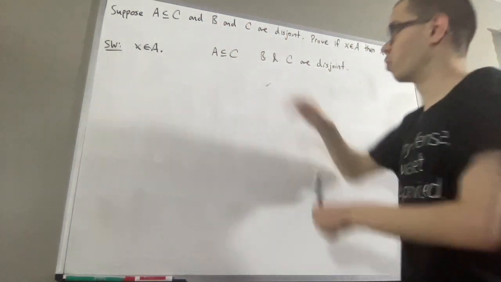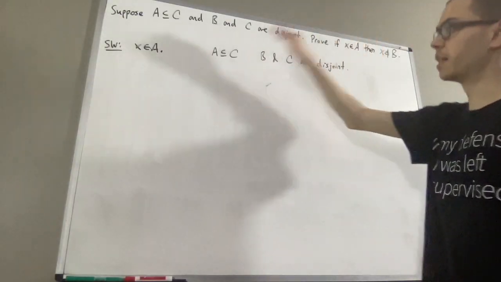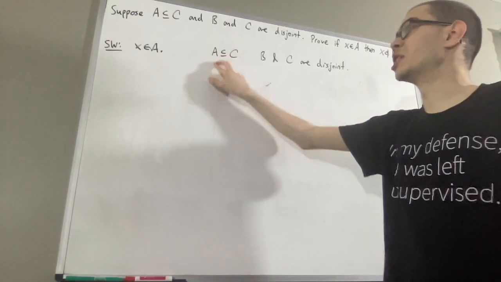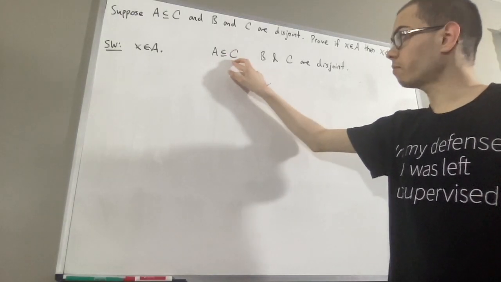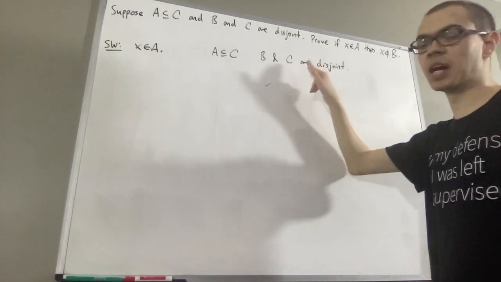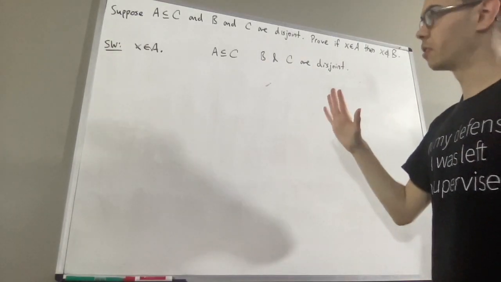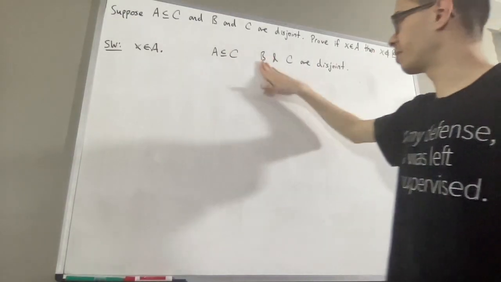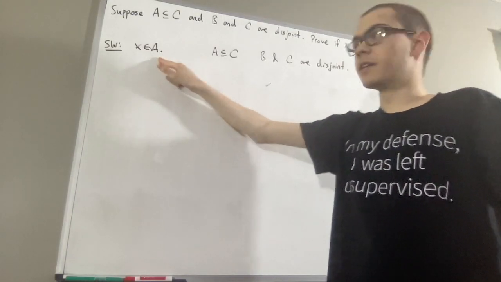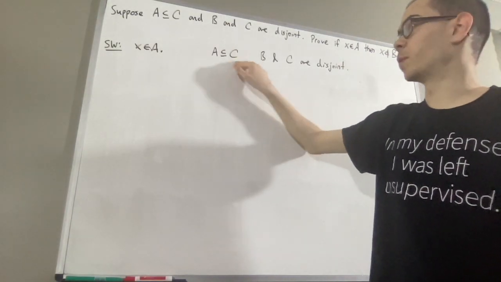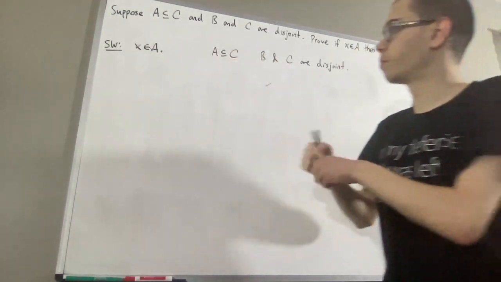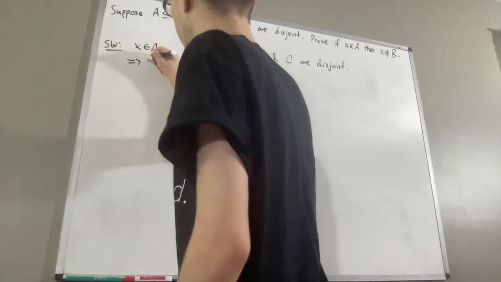Now let's remind ourselves what these two things mean. To say A is a subset of C means that every element of A is also an element of C. To say B and C are disjoint means that B and C have no elements in common. So, let's see. Can we use these givens in any way? Well, since X is an element of A, and every element of A is also an element of C, then in particular, X must be an element of C as well. So, we can obtain that X is an element of C.